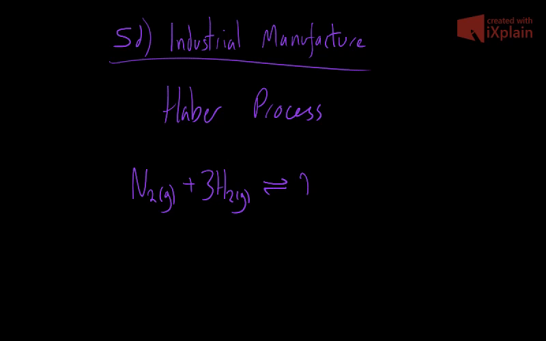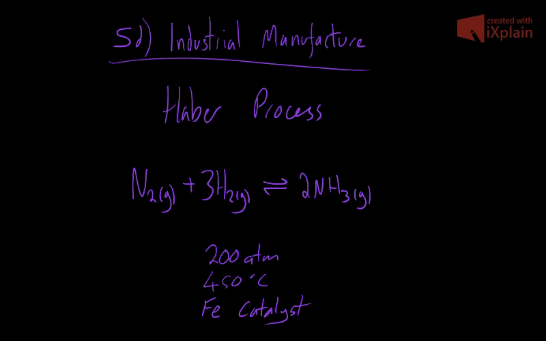So what we're doing in this reaction is we're taking nitrogen and hydrogen. It's a reversible reaction to make ammonia. The Haber process is a compromise of conditions of 200 atmospheres, 450 Celsius, and an iron catalyst. Three important conditions to remember.